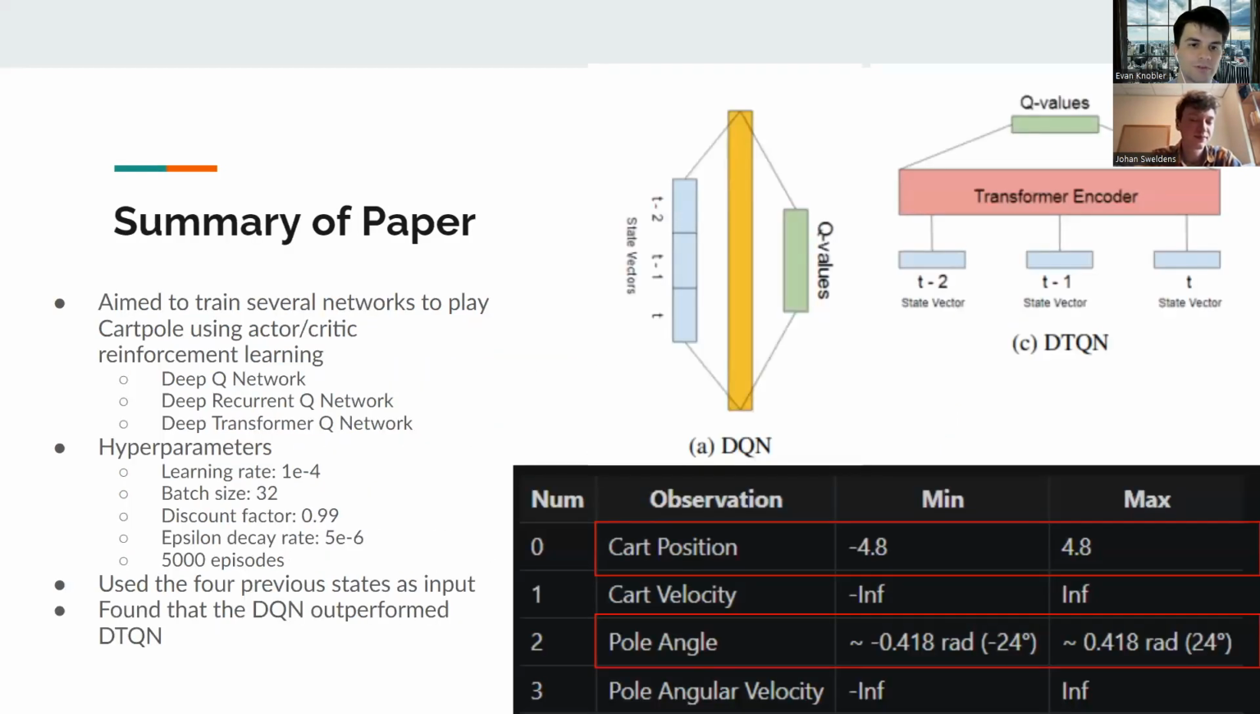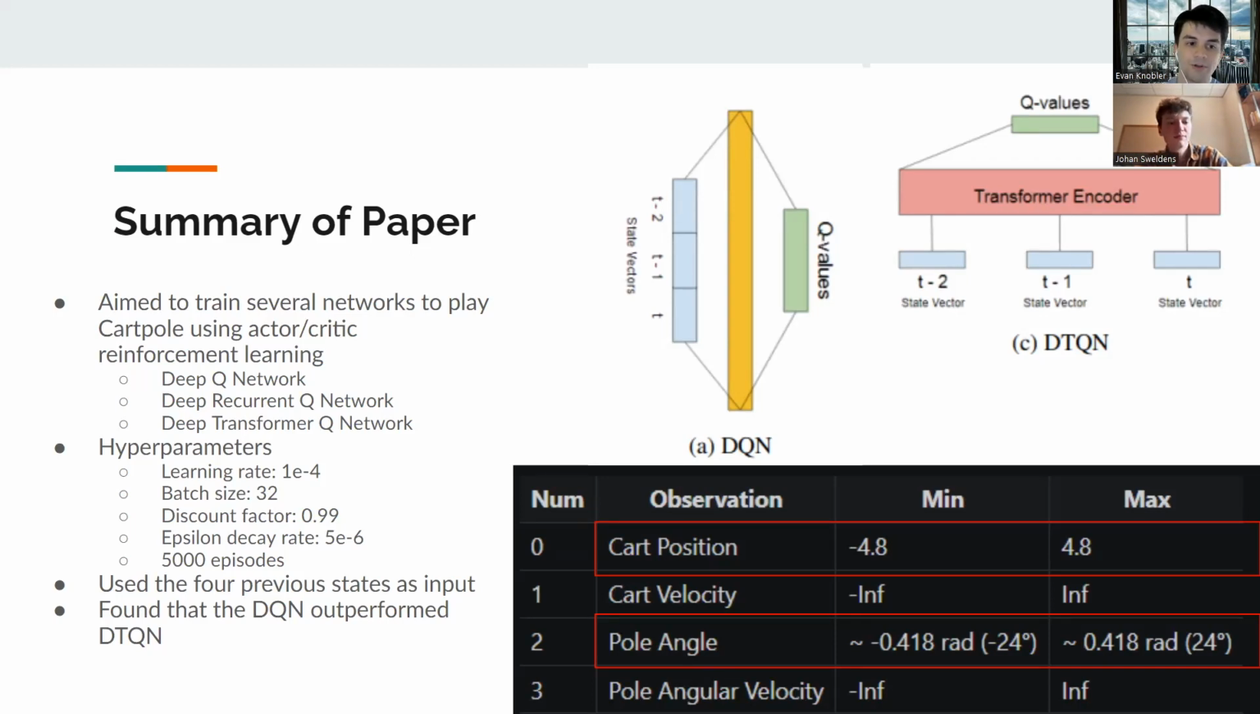So to give a brief overview of the paper that we used, this paper aimed to train several neural networks to play cart pole, specifically using an actor-critic reinforcement learning method. So this included training a deep Q network, a deep recurrent Q network, and a deep transformer Q network. And you can see two of these on the right side. So we see the DQN, which is simply a three-state space through a neural network that outputs the Q values, and then a DTQN architecture on the right side, which is the same state space, three-state space, into a transformer encoder, and then output these Q values.